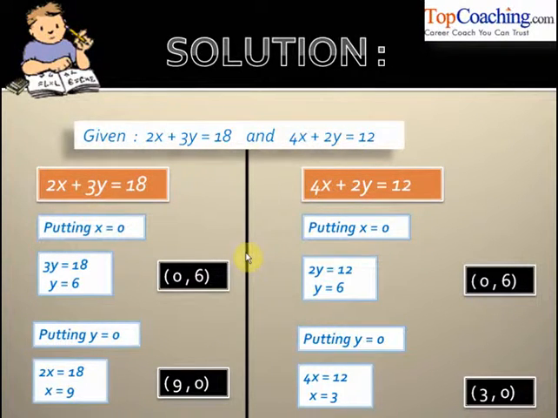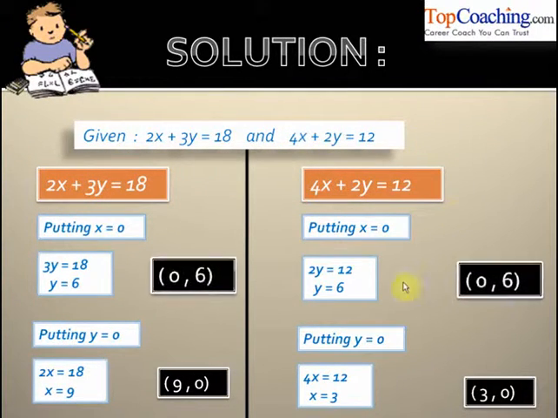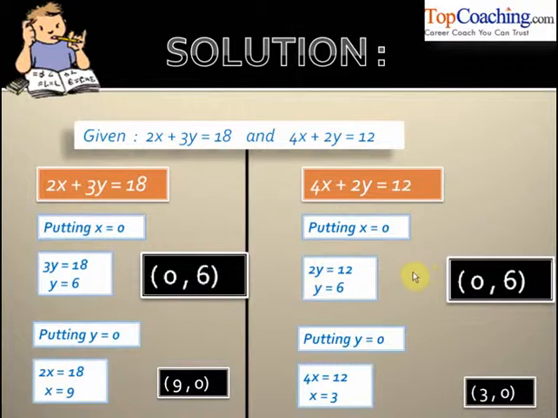Now in the second part we have to see whether there is any common solution to both these equations. Now we can clearly see that 0 comma 6 is actually a common solution to both these equations. So 0 comma 6 also satisfies this equation and 0 comma 6 also satisfies this equation. So the common solution to both these equations is 0 comma 6, which is actually the point of intersection of both the lines represented by these equations.